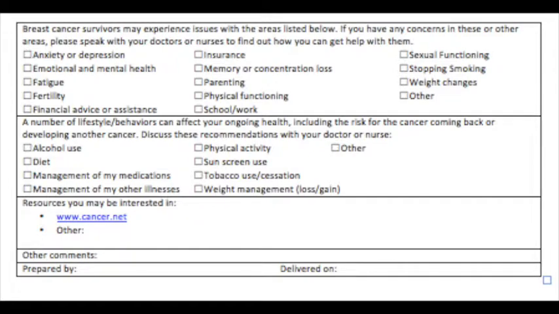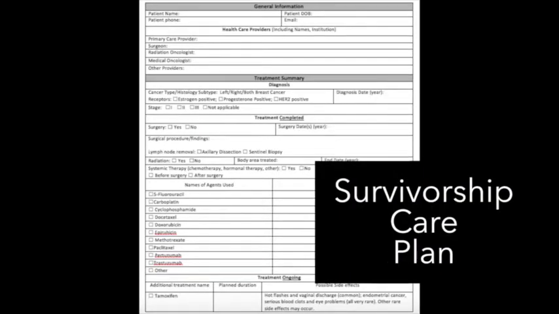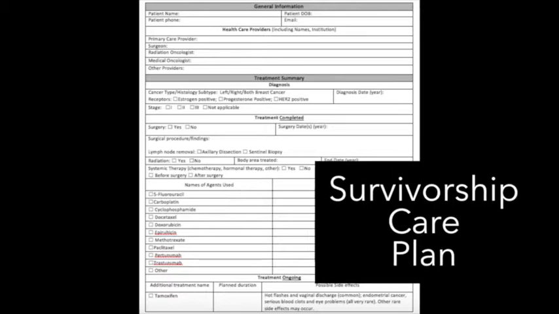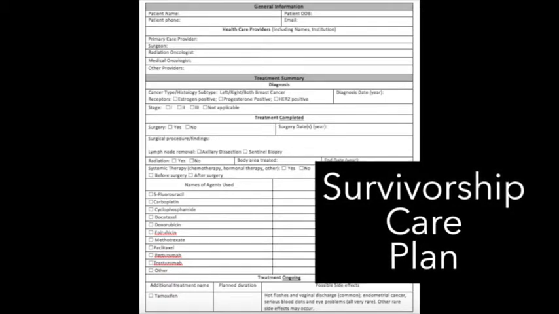The last page includes a list of issues breast cancer survivors may experience and lifestyle behaviors that may affect the patient's ongoing health. This is just one survivorship care plan example. Each survivorship care plan should be tailored to the patient's cancer diagnosis, individualized needs, and follow-up healthcare recommendations.